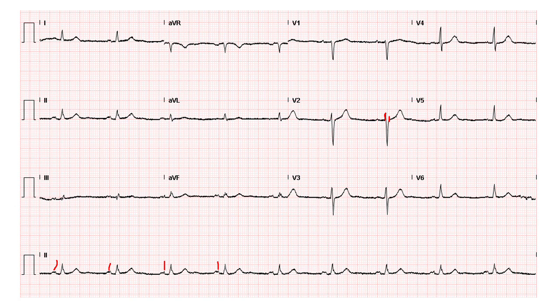And the P waves are upright. This is in lead 2. So the P waves are upright in lead 2. And so do I have a P for every QRS complex and a QRS for every P? Yes, I do. There are no unexpected pauses or dropped beats. So I can confidently say that this is a sinus rhythm.